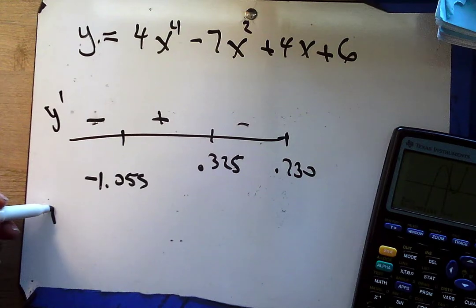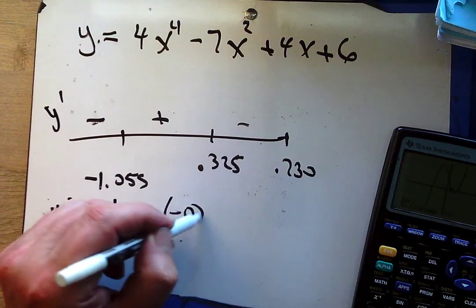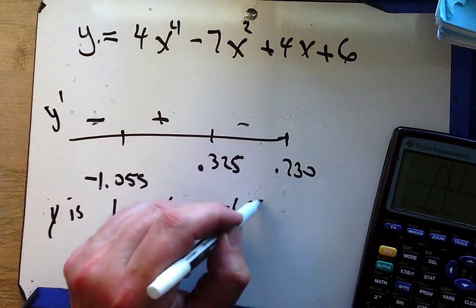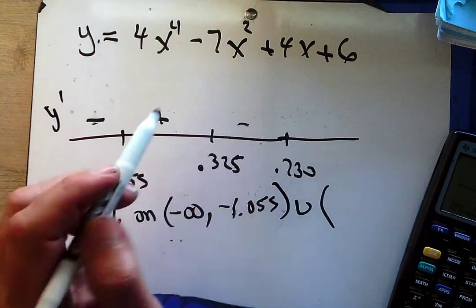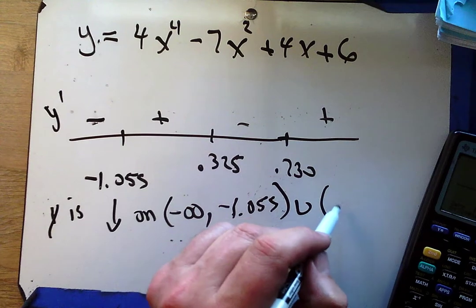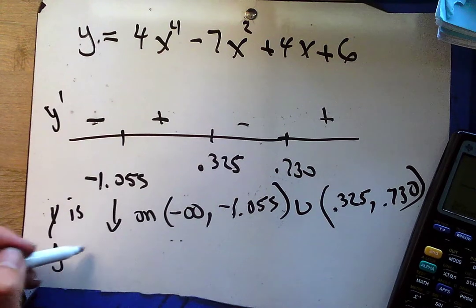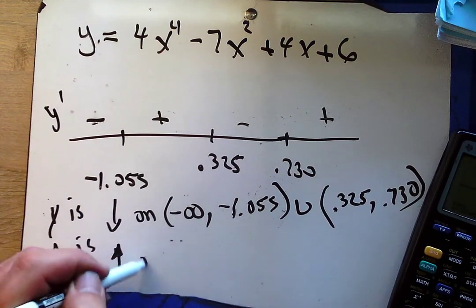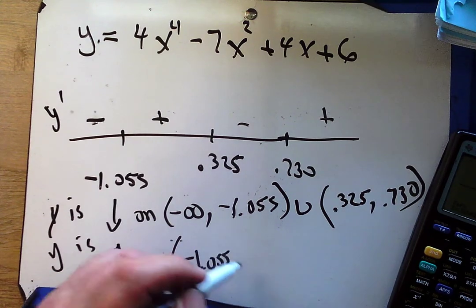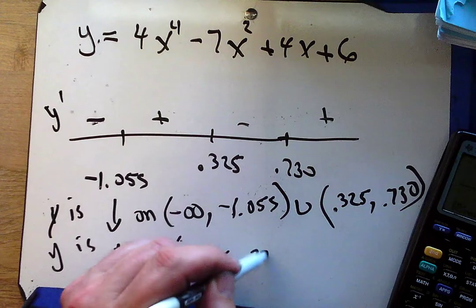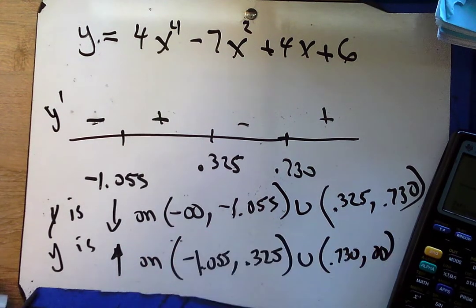And I can say y is decreasing on negative infinity to negative 1.055, union 0.325 to 0.730. And I can say y is increasing on negative 1.055 to 0.325, union 0.730 to infinity.